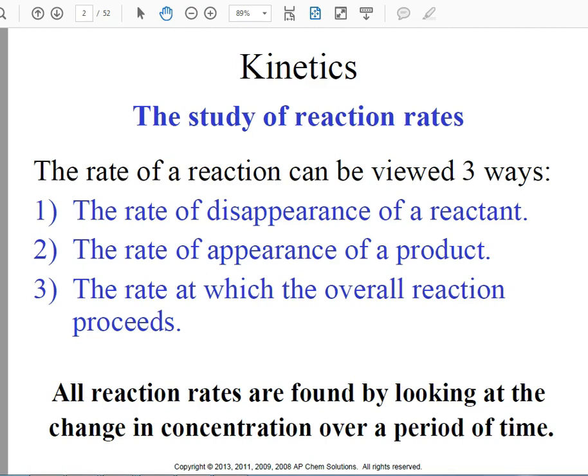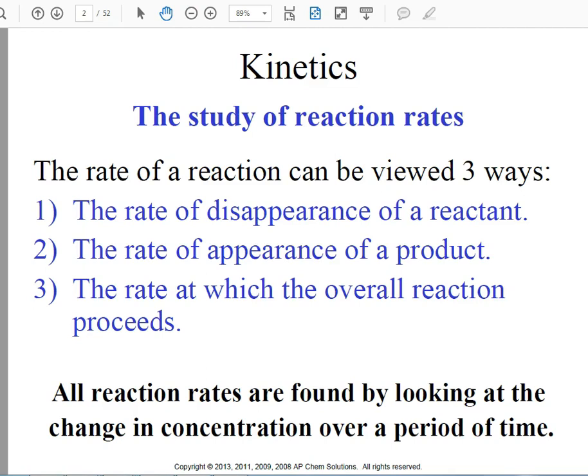So the first way that we can talk about the rate of a reaction is the rate at which the reactants are disappearing. If the reaction is moving forward, which we'll assume that it is when we're talking about kinetics, the rate at which those reactants are disappearing is one way that we can talk about the rate. We can also talk about the rate at which, of course, the products are appearing. In that manner, they're going to be opposite in sign, right? Because the reactants are disappearing while the products are appearing.